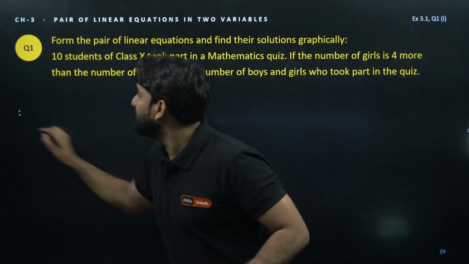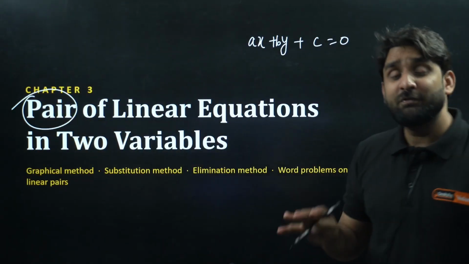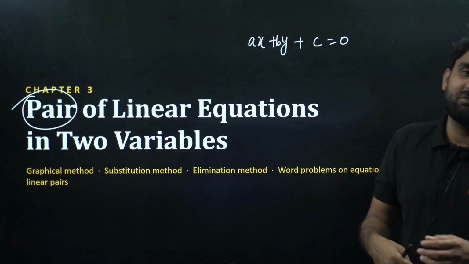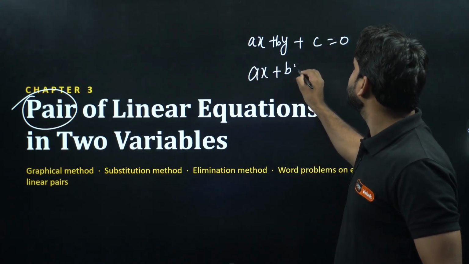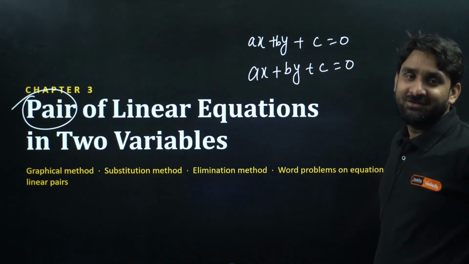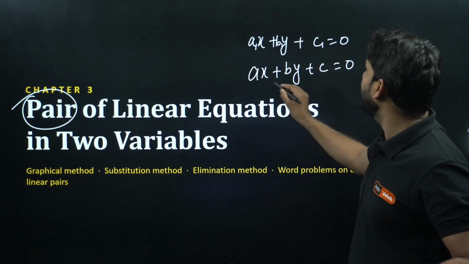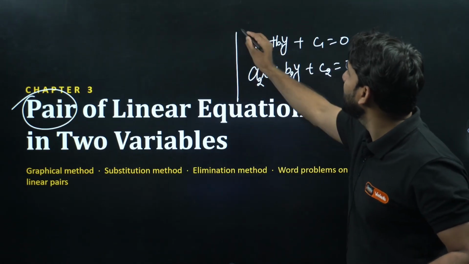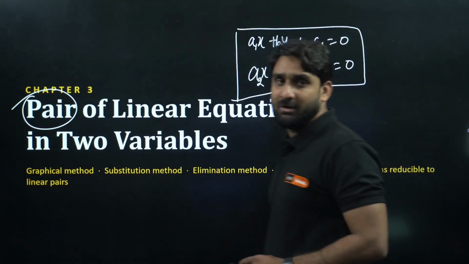But here the word pair is there. So what does pair mean? In every question of this chapter, there will be two linear equations, and we will have to solve them to find the value of x and y. So this is the first equation, and one more linear equation will be there: ax plus by plus c is equal to 0. But both linear equations look identical. So to make some difference, we write the coefficients of the first equation as a1 b1 c1, and the coefficients of the second equation as a2 b2 c2. So this is the pair of linear equations in two variables. This is the general format.